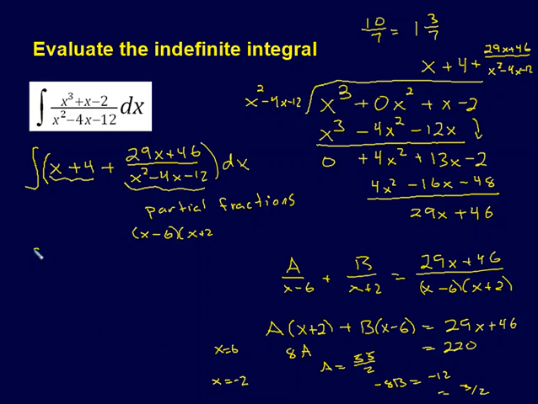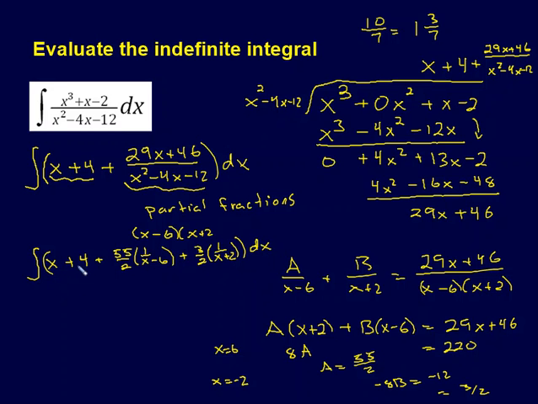So our final rewriting of the integral is going to be x plus 4. And then we're going to have the fraction 1 over x minus 6, but it's going to multiply by 55/2. Sorry, we're kind of running out of room here. And then the other one that has x plus 2 is going to multiply by 3/2. And so now these are the 4 things we have to find the integral of.